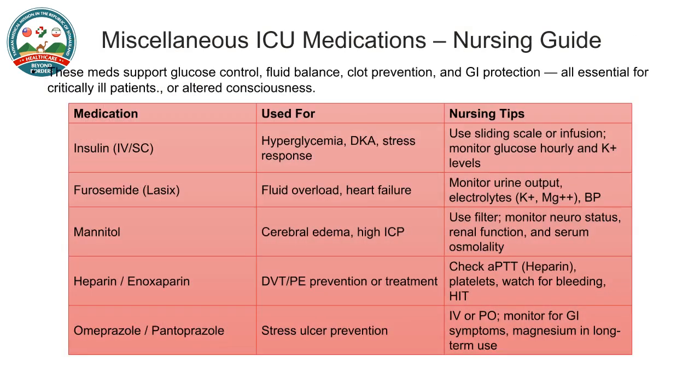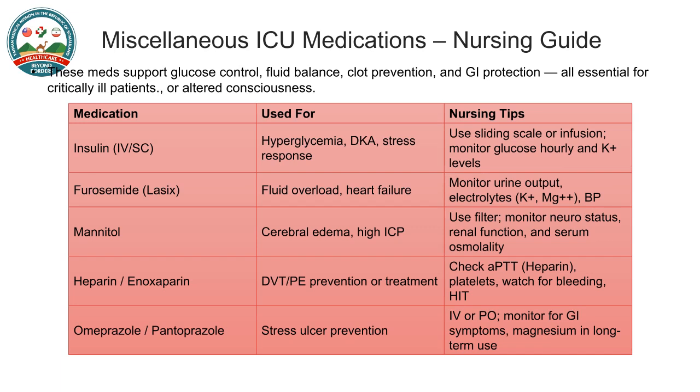Finally, let's look at some miscellaneous ICU medications. While they are not always life-saving in the moment, they are critical for stability and complication prevention. Insulin, IV/SC for hyperglycemia, DKA, stress response. Use sliding scale or infusion. Monitor glucose hourly and potassium levels.